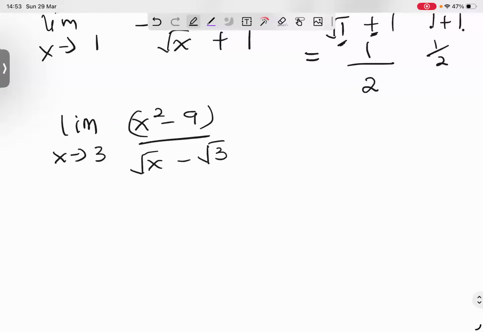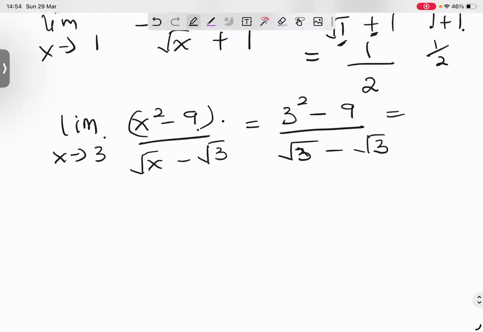In the quotient property, apply the limit in the numerator. So wherever I see x in the numerator, I'm going to put the value that x is approaching there. X is approaching 3. So I have 3 squared minus 9, divided by, apply the limit in the denominator. Wherever I see x, I'm going to put 3. So here too, I have square root of 3 minus square root of 3.